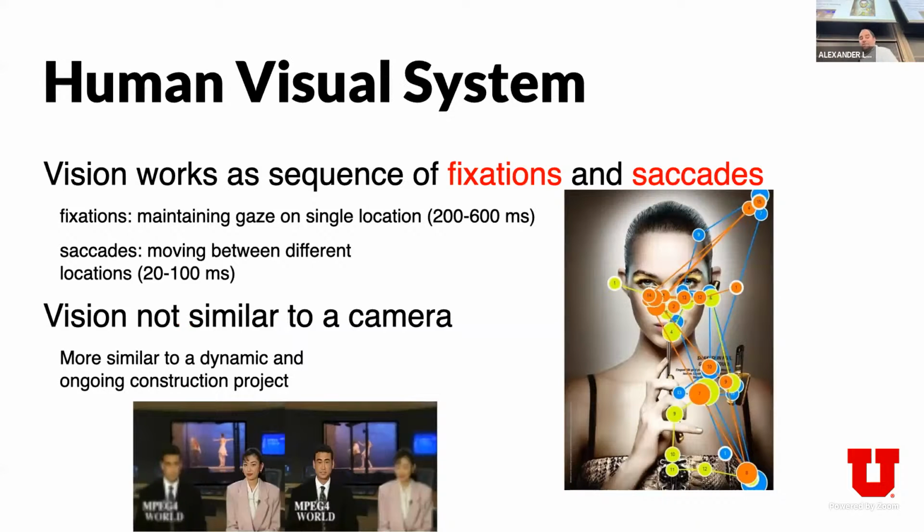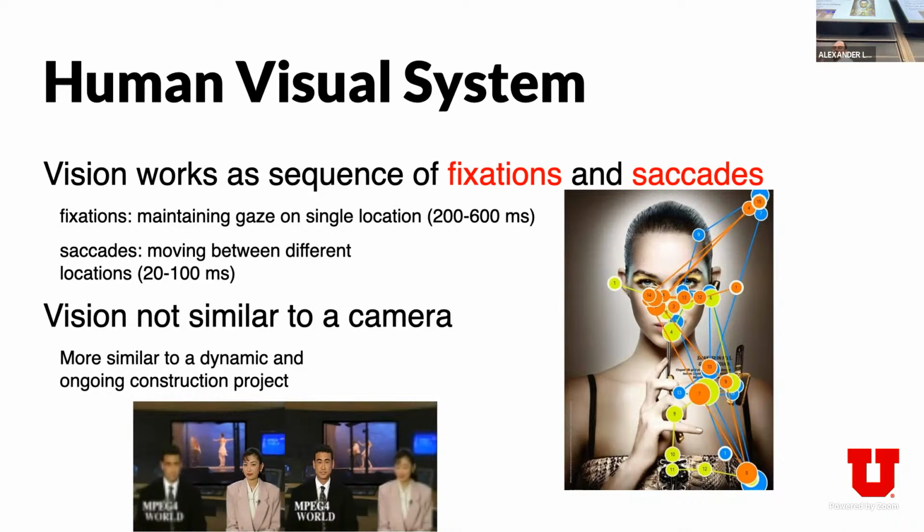This is very different from a photograph. A photograph, if it's in focus, will have everything represented as sharp. And so the human visual system works as a sequence of fixations and saccades. We have these fixations that maintain the gaze on a single location for somewhere between 200 and 600 milliseconds, and then the saccades move between those different places.